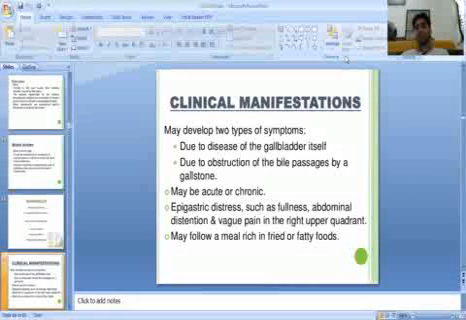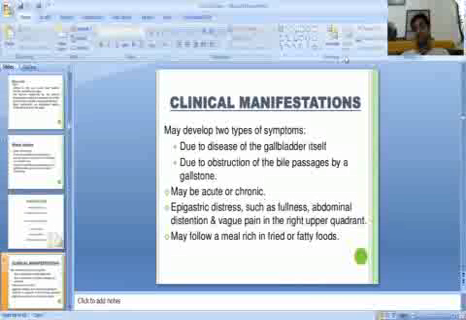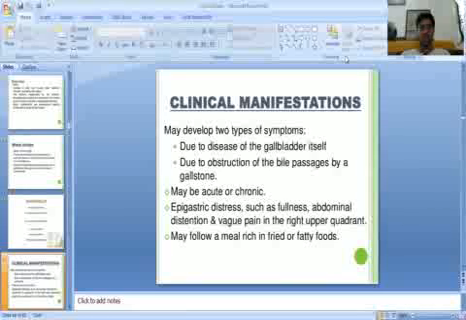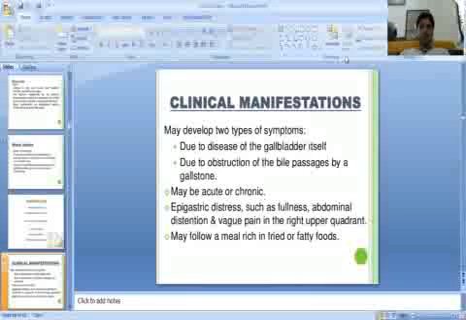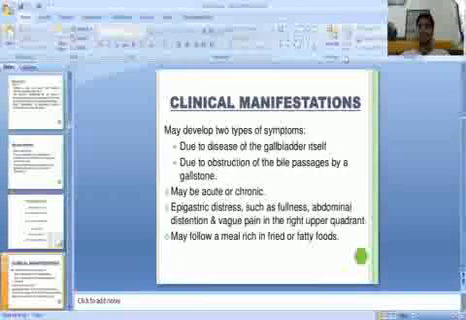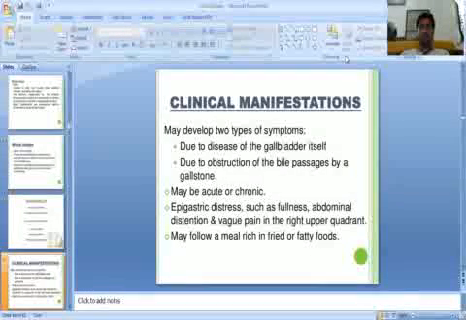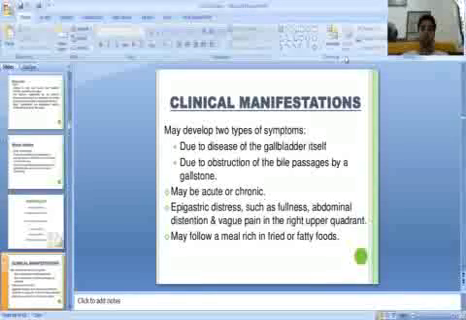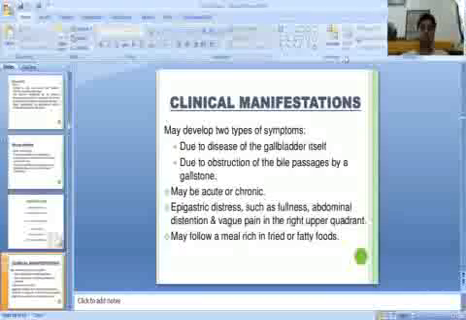Clinical manifestations: patients may develop two types of symptoms, due to disease of the gallbladder itself, or due to obstructed bile passage by a gallstone, which may be acute or chronic. Epigastric distress such as fullness, abdominal distension, and vague pain in the right upper quadrant may follow a meal rich in fat and fatty foods.